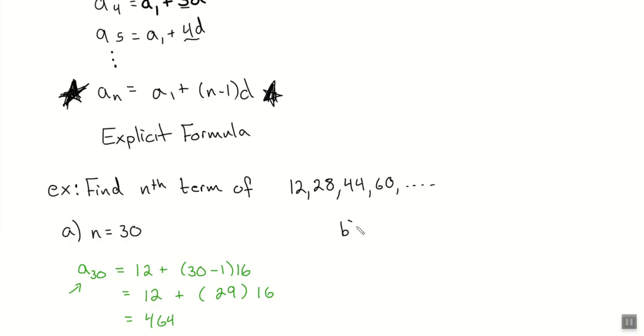I want you guys to do one more for me. Same sequence or different sequence? Different. Okay, so let's say on B, and the example is going to be weird. Let's say it's 6, -2, -10, -18, so forth and so on. I want you guys to find for me A sub, I don't know, 15.